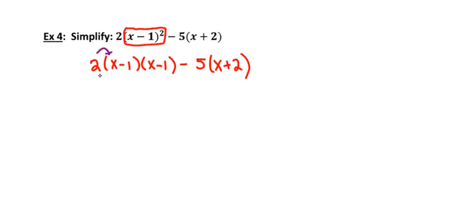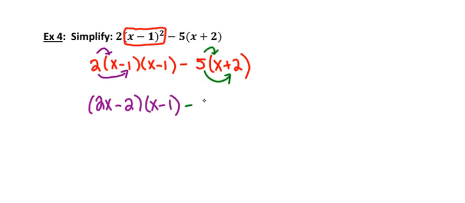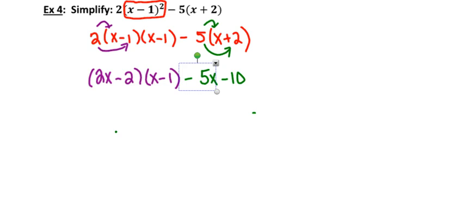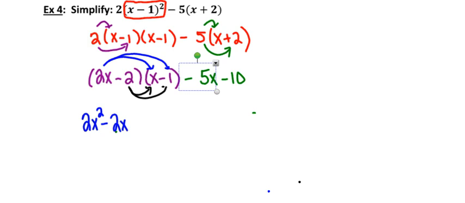I'm going to start by distributing the 2 to the first set of parentheses there. So 2x minus 2 times x minus 1. And I'm going to distribute in the second set of parentheses too. Minus 5x minus 10. And now I've got to worry about distributing that 2x to both of the terms in the second set of parentheses. So 2x squared minus 2x. And distributing the minus 2 to both of the terms in the second set of parentheses. So minus 2x plus 2, and then minus my 5x minus my 10.